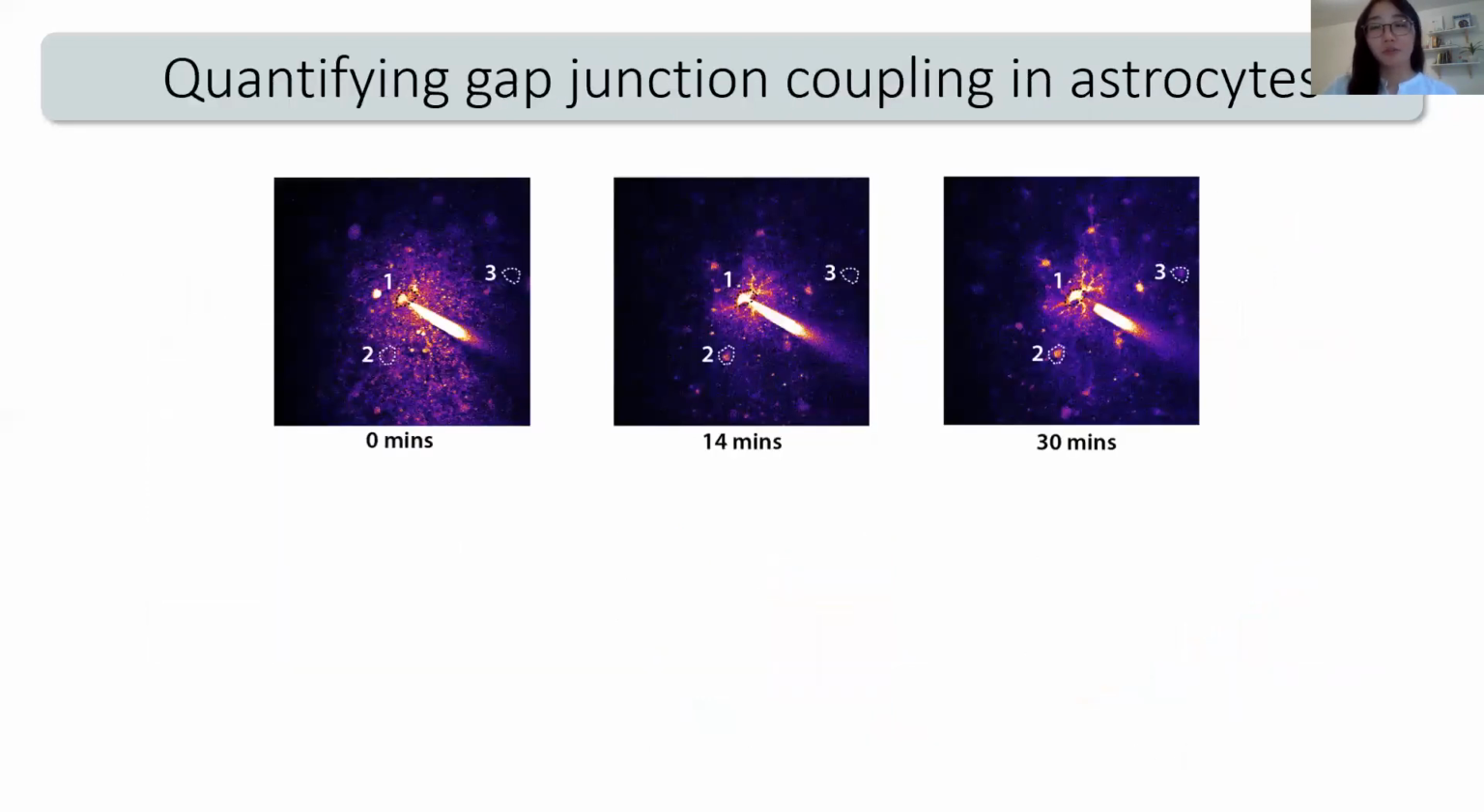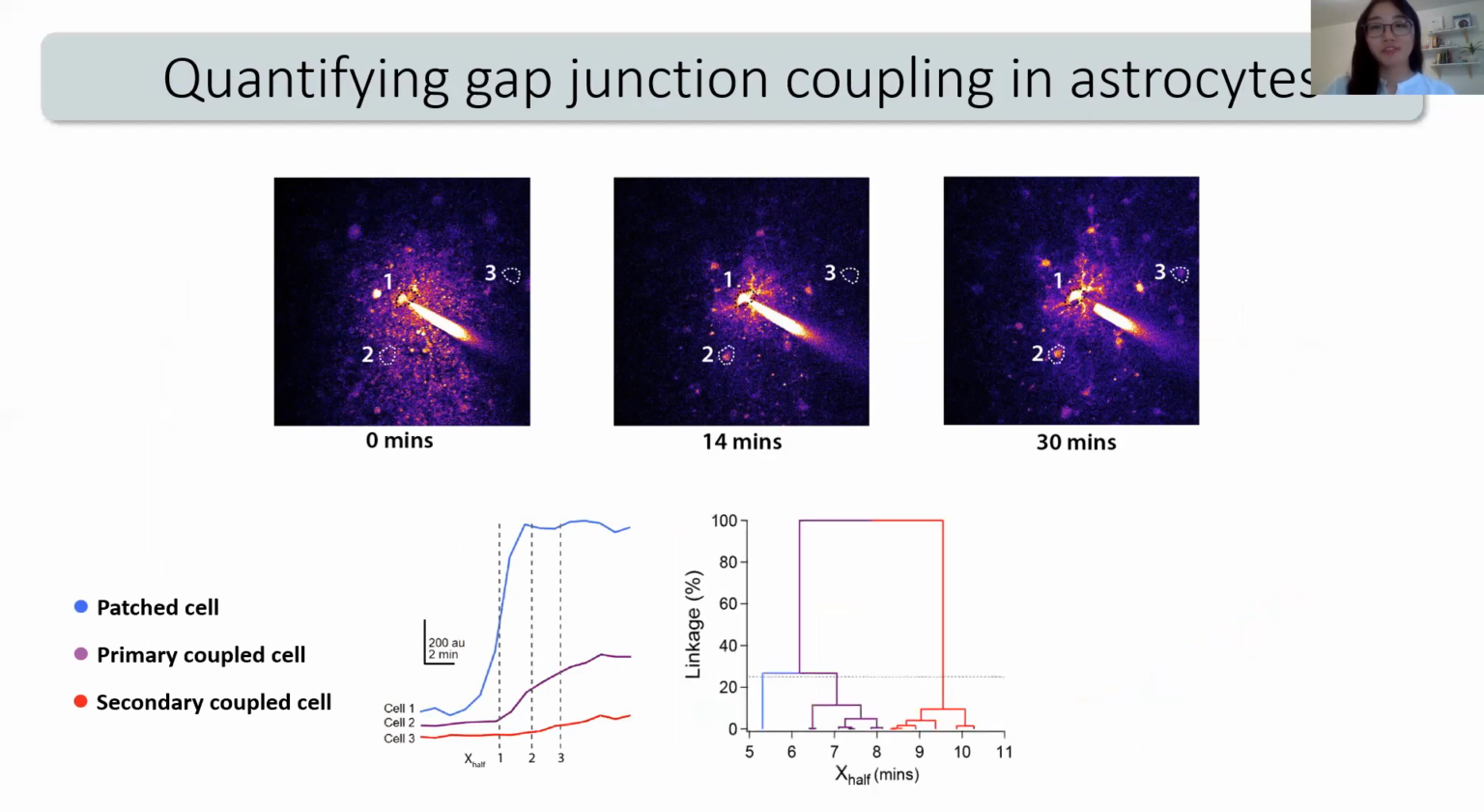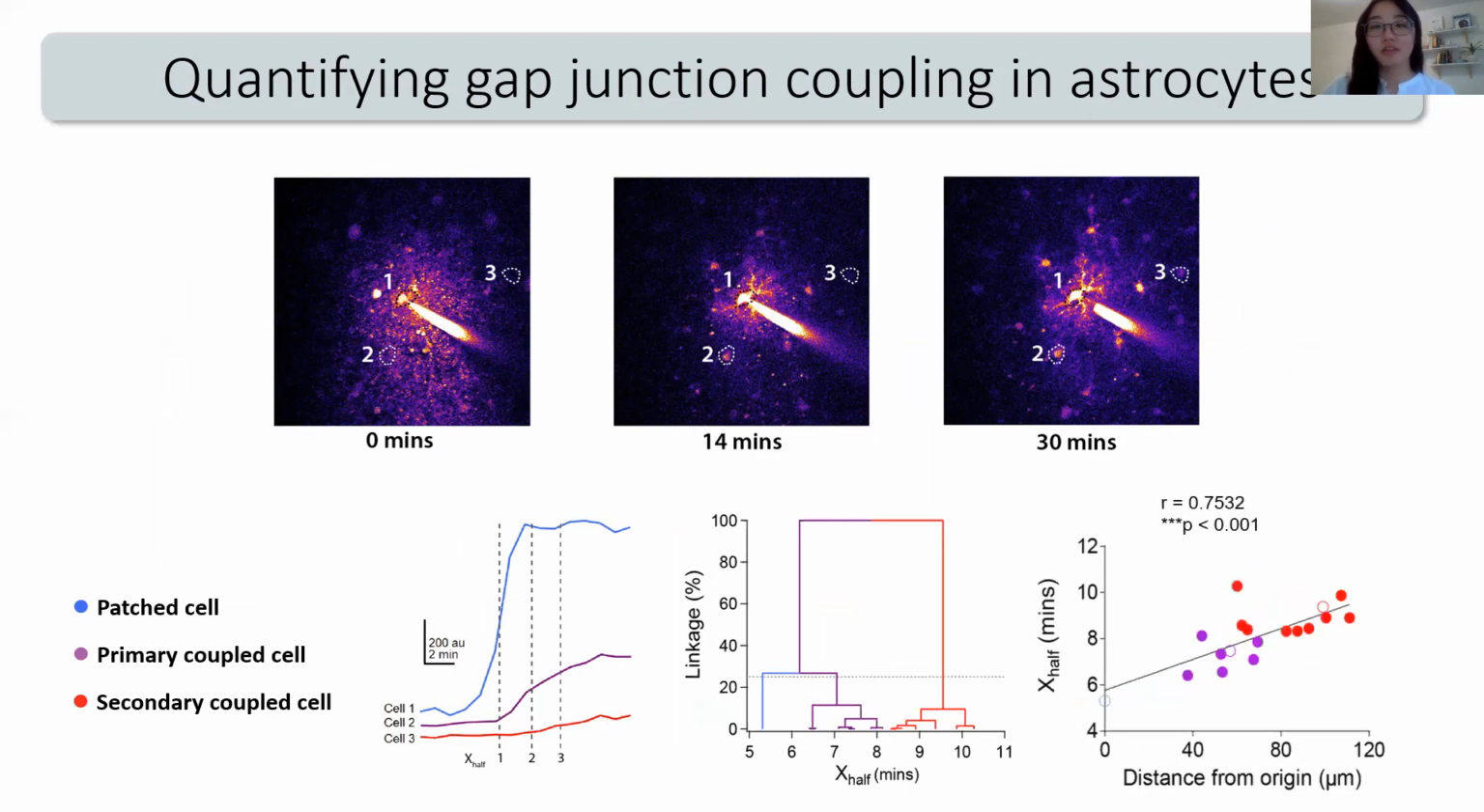Astrocytes are also known to communicate with other astrocytes in their network through connections via gap junctions. So we quantified the time taken for half maximum dye filling across connected astrocytes as a function of gap junction coupling. We found through clustering analysis that astrocytes connected to the patched cell can be grouped into primary coupled cells and secondary coupled cells, which correlate with distance away from the patched cell. We hypothesized that the primary coupled cells are those directly connected to the patched astrocyte, and the secondary coupled ones are those connected to the primary cells.